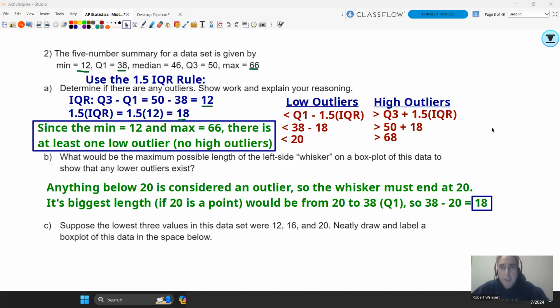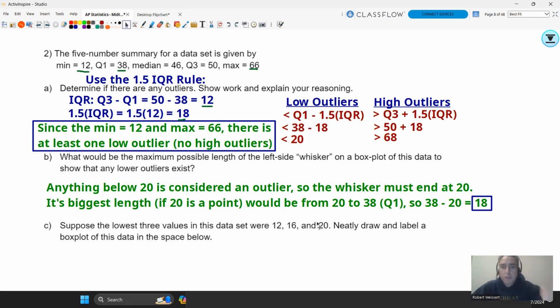It makes more sense when you actually see a box plot with numbers to kind of answer this question. So if you have to draw a box plot, that's probably a good idea, but that answer will be 18. And let me show you on the next problem where that kind of thinking comes along, okay? Suppose the lowest three values in the data set were 12, 16, and 20. Neatly draw and label a box plot of this data in the space below. Which means if 20 is down there in the bottom three, but 20 is not considered an outlier since it's not less than 20, that's going to be where the whisker cuts off when you draw your box plot.